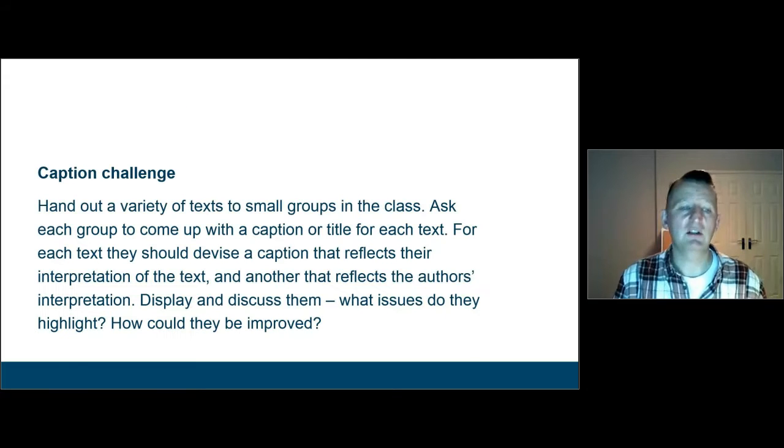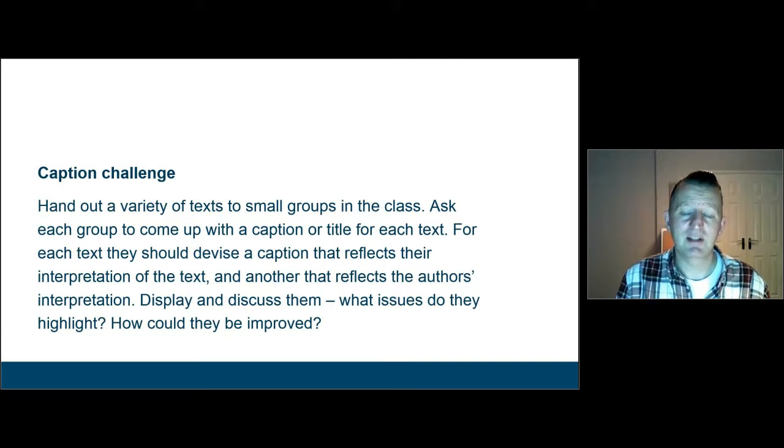So the Caption challenge is one way to do that. Hand out a variety of text to small groups in the class. Ask each group to come up with a caption or a title for the text. And then for each text they should devise a caption that reflects their interpretation and another that reflects the author's interpretation. And then display and discuss these and think about the issues they highlight or how they could be improved. And obviously the really useful thing here is to help the students to move on from just treating sources as information and start to see them as evidence.